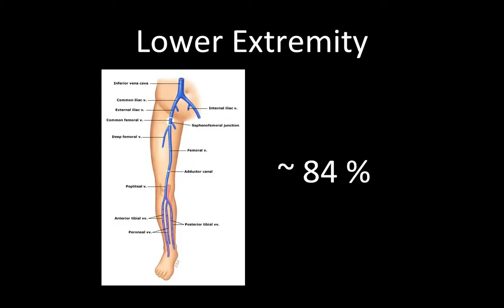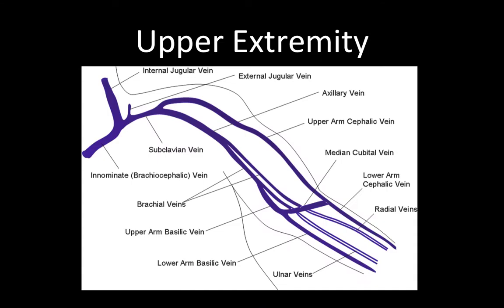Today we'll focus on diagnosis of DVT in the lower extremity. This is about 84% of DVTs, 71% in the femoral and popliteal region, and an additional 13% isolated to the calf veins. We won't be talking about the upper extremity today. We'll save that for a more advanced lecture. But that is the other 16%.